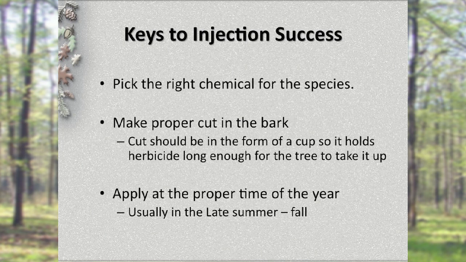For injection, the keys to success: pick the right chemical for the species, make the proper cut in the bark, and apply at the proper time of the year. Typically, that's in late summer to fall. And that may seem a little counterintuitive, but at that time of year, the trees are starting to shut down. They're sending sugars from the leaves down to the roots, and you want to get the herbicide into the roots so that it will kill the tree.